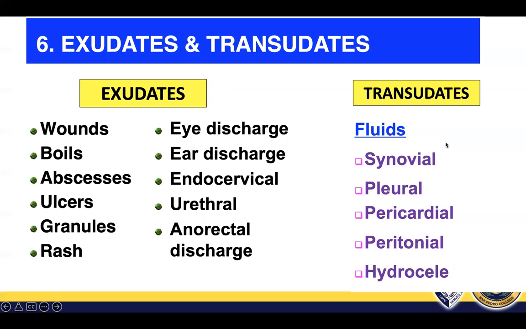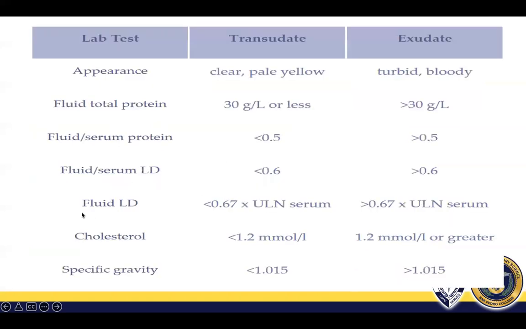So these are basic body fluids that have simply increased in volume. The volume has become abnormal. Yeah, so you can collect and process. Exudates, on the other hand, okay, include wounds, wound samples, boils, pus, abscesses, samples from ulcerations, granules, rashes, okay, eye and ear discharges, endocervical discharges, urethral and anorectal discharges, okay?